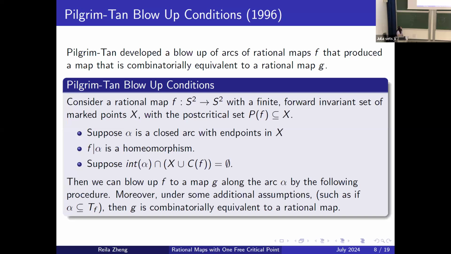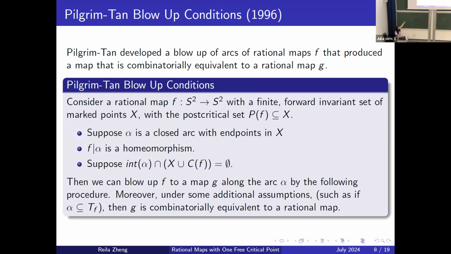So under these assumptions, you can do a blowup of F to obtain a map G, where the map G has a higher degree than F, and G is going to be combinatorially equivalent, in the sense that it does not have a Thurston obstruction, and there is a map that has that same structure that is a rational map.